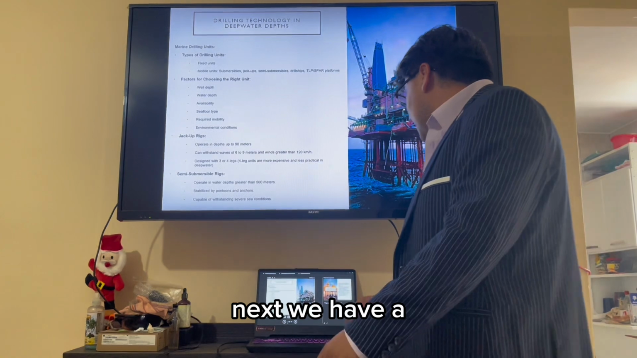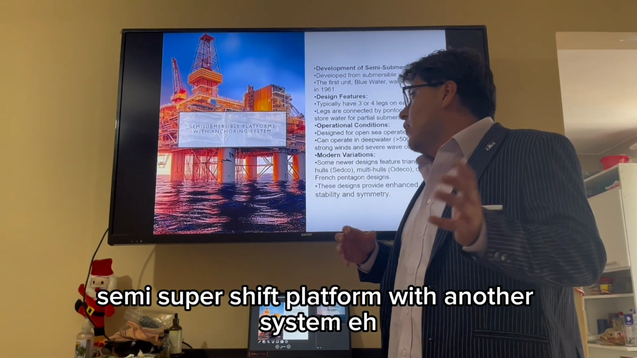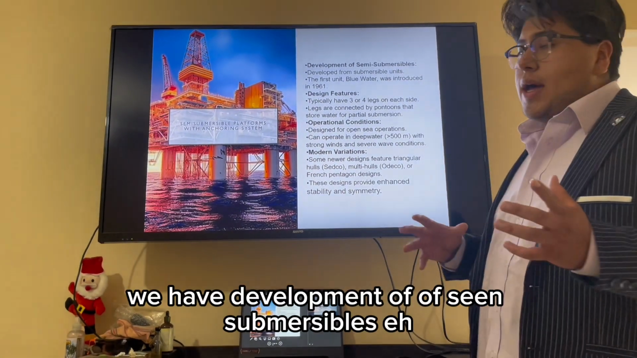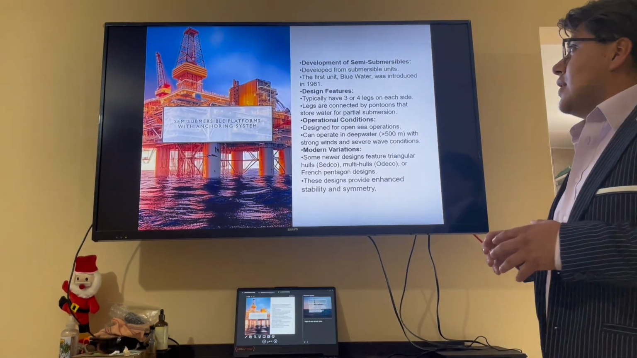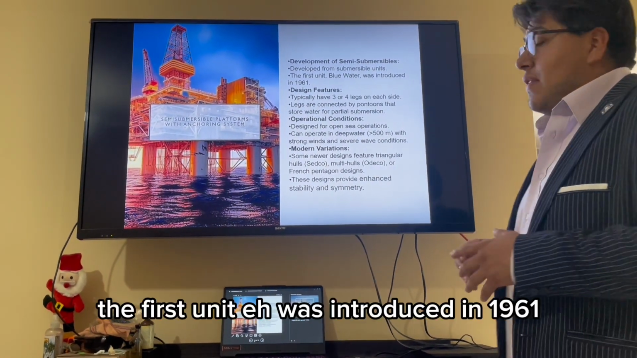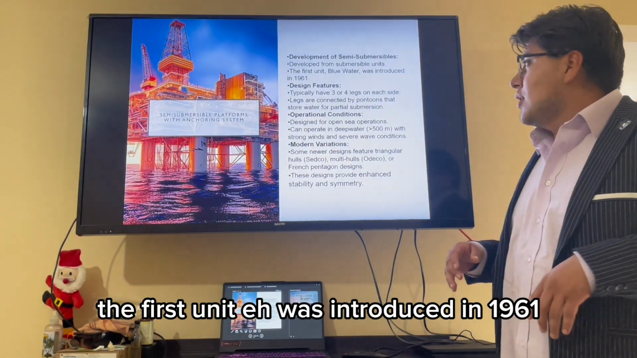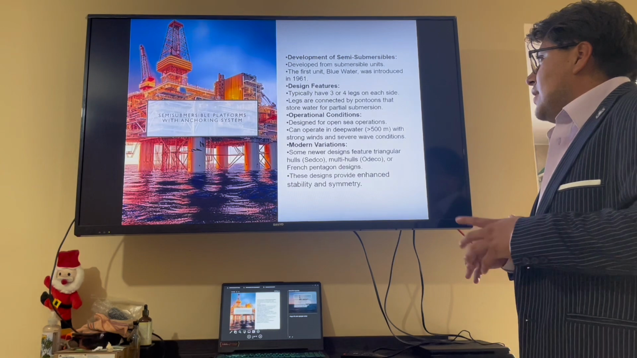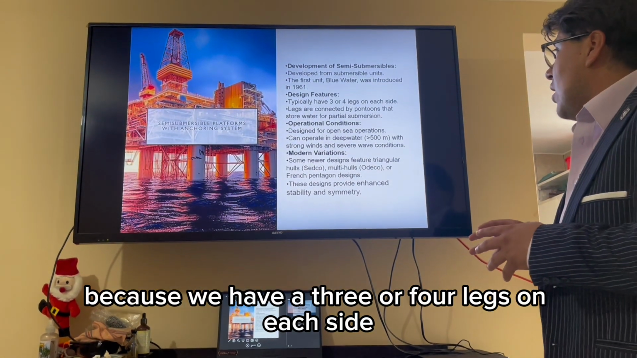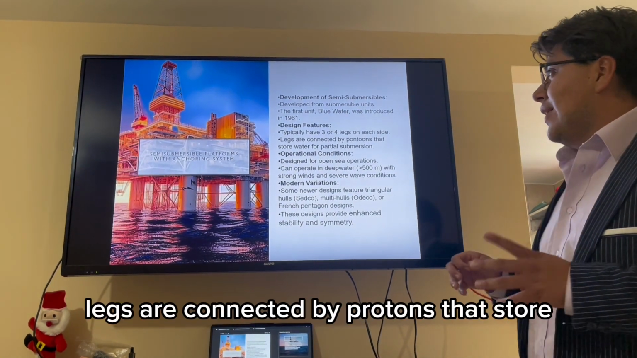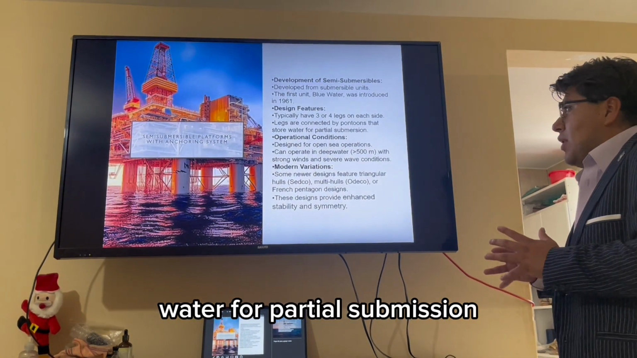Next, we have a semi-submersible platform with another system. We have the development of submersibles, development from submersible units. The first unit was introduced in 1961. Design features: typically, we have 3 or 4 legs on each side. Legs are connected by pontoons that store water for partial submersion.